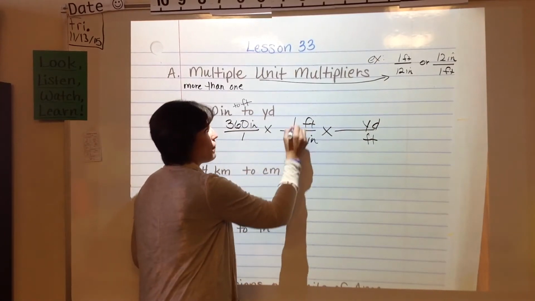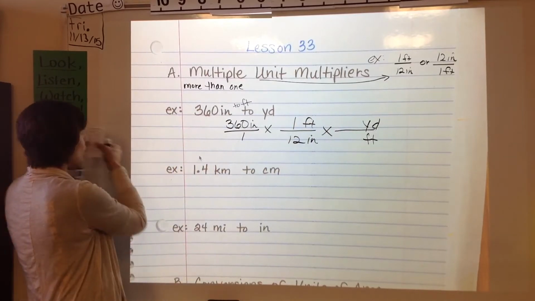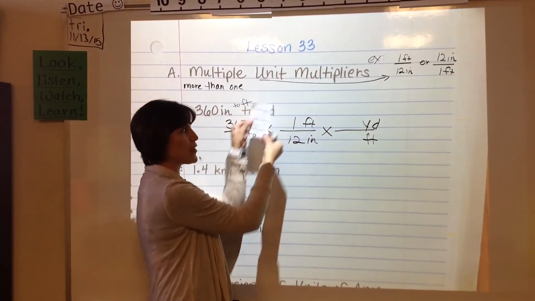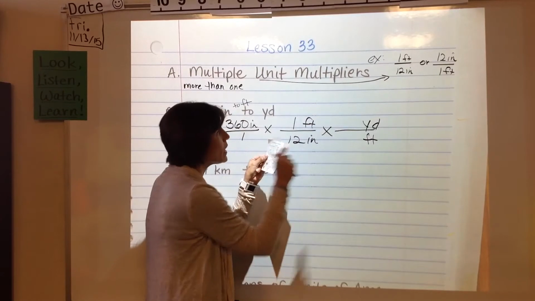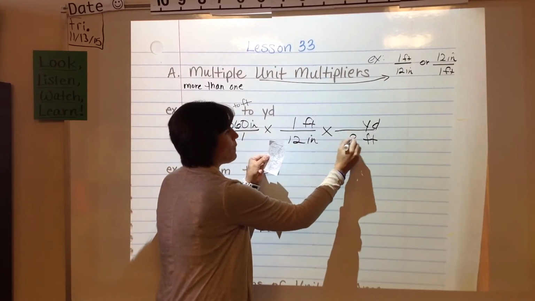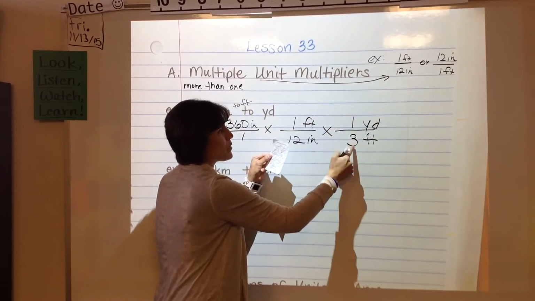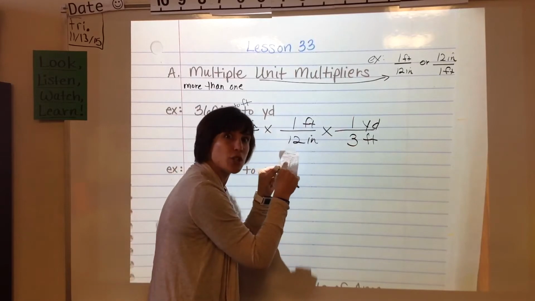12 inches is 1 foot. Remember, if you don't remember, you got your little cheat sheet, right? You look on there. And how many feet? 3 feet or 1 yard. 1 yard equals 3 feet. That's what it said right there. So you just use that.